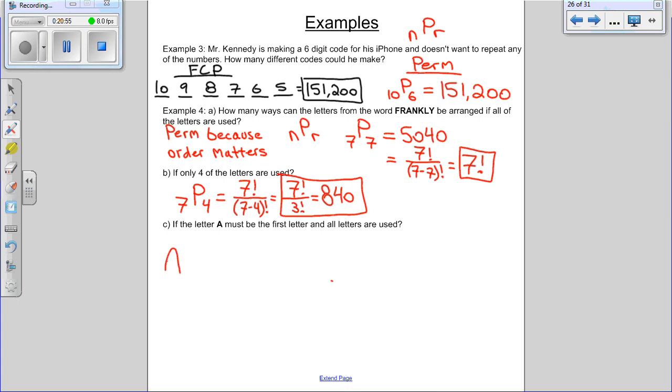So I could use the fundamental counting principle of 6, 5, 4, 3, 2, 1, multiplying it all together. Or I could say, hey, there's only six letters left, and I want to arrange all six of them. And the A is the first letter every time, so it makes no difference. 6P6, punch that in your calculator. 720. Either way works. I think you'll find that if you get good at just using the permutations part, that's a little faster.